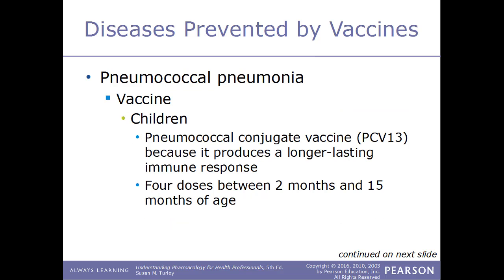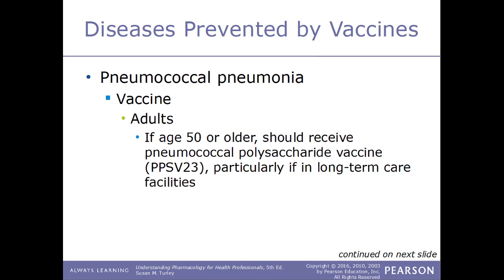Now, the vaccine for pneumococcal pneumonia is different depending on if it's an adult or if it's a child. For children, they would be given a pneumococcal conjugate vaccine, or PCV13, because it produces a longer-lasting immune response. And this is given as 4 doses between the ages of 2 months and 15 months. For adults, if they are aged 50 or older, they should receive pneumococcal polysaccharide vaccine, or PPSV23, particularly if they live in a long-term healthcare facility.